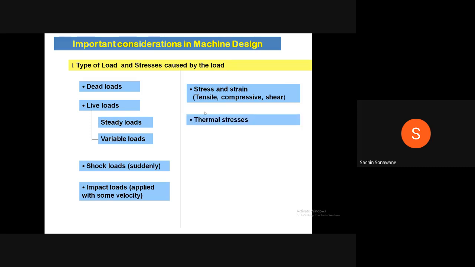In stresses, you have to consider again thermal stresses, because whenever there is heat, at that time thermal stresses come into the picture. Then torsional stresses. Torsional stresses come into the picture when parts are rotating because of torque; torsional stresses are produced. Then bending stresses. Bending stresses are produced due to bending moment.